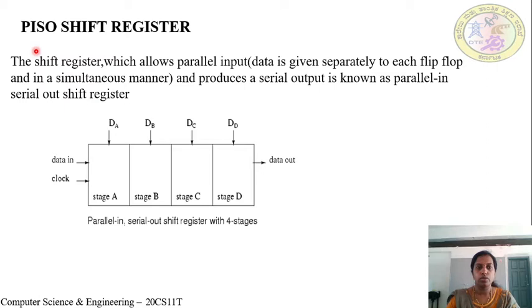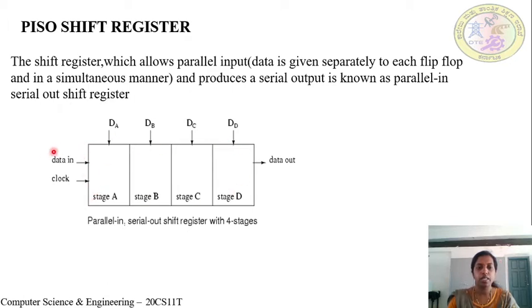Next, we move on to the first topic, that is PISO shift register. The shift register contains a group of flip-flops, and a flip-flop stores every bit in it, which allows parallel input. Data is given separately to each flip-flop in a simultaneous manner and produces the serial output, known as parallel in serial out shift register.